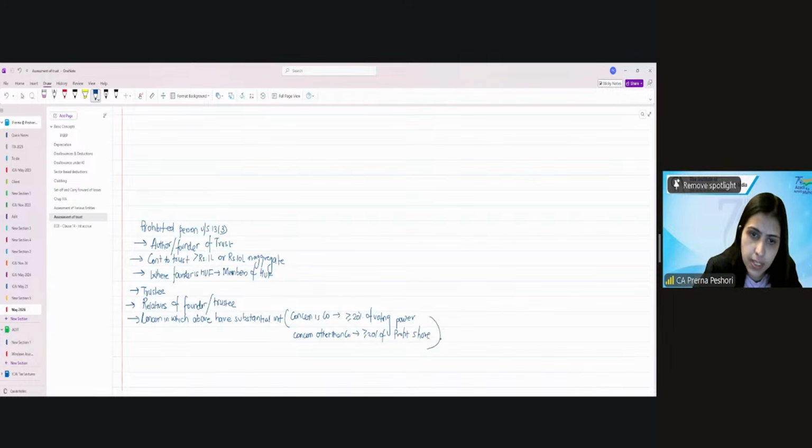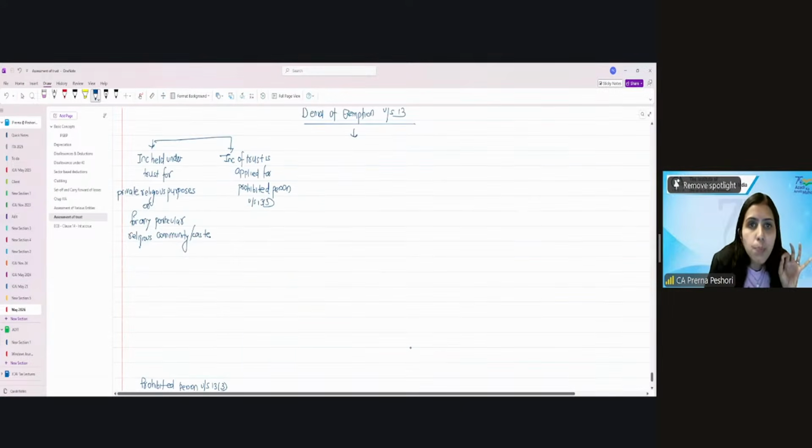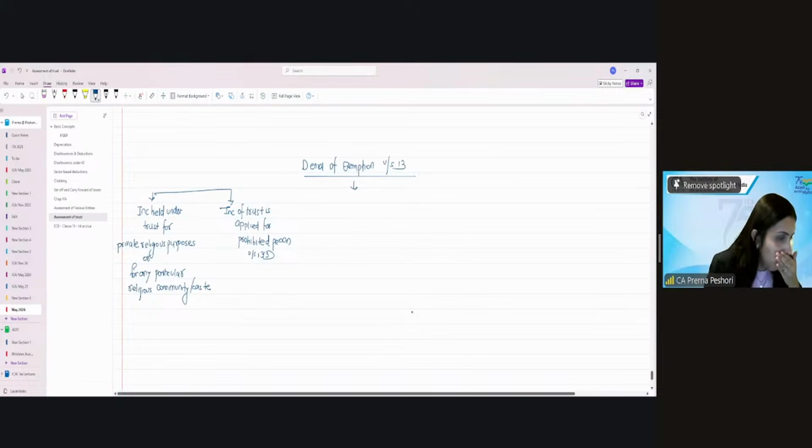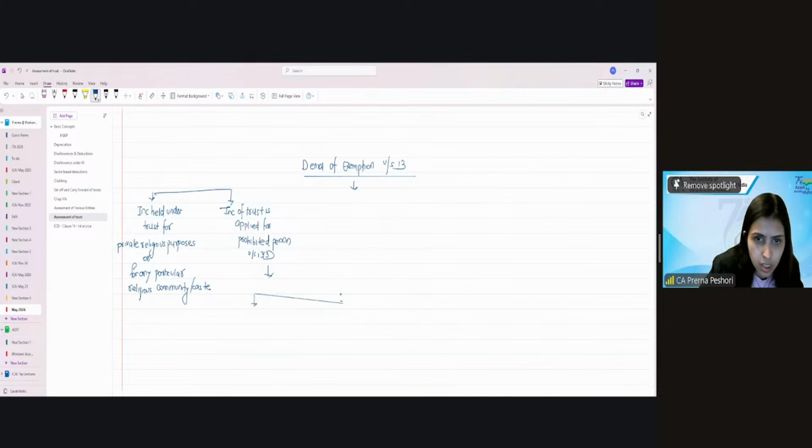So if the payments are made to any of these persons, then the trust will not be allowed the exemption. Further, this has huge implications, both in the hands of the trust and in the hands of this person also. In the hands of the trust, there will be denial of exemption.